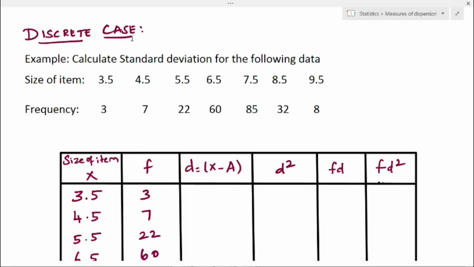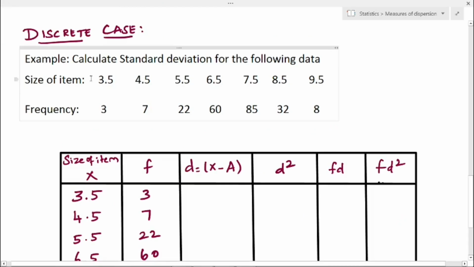Next example for discrete case. Here we have to find standard deviation, and we have size of item and frequency values are given. So size of item is nothing but x and frequency is f. So x and f are given. So this is nothing but discrete case. Okay. So the size of item is x and this is f. So here we have the values. So we have to find standard deviation.